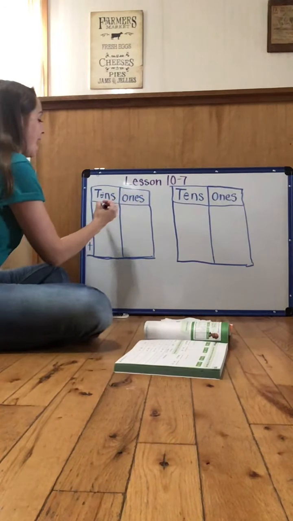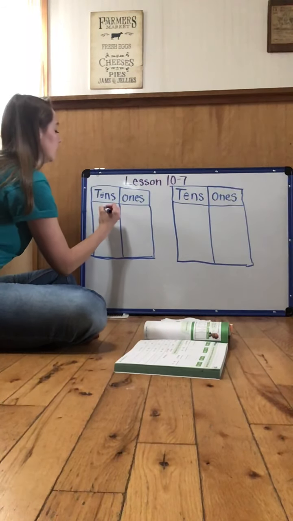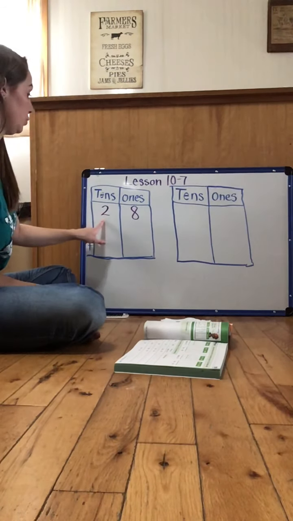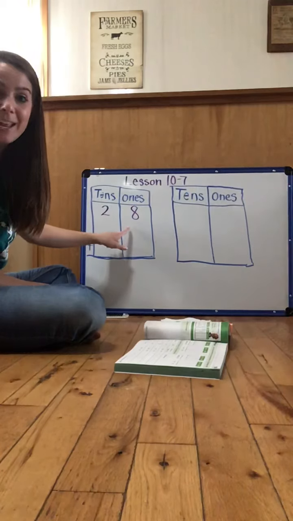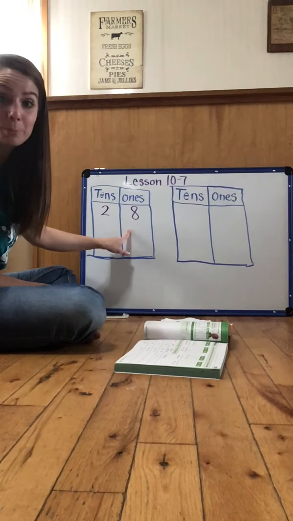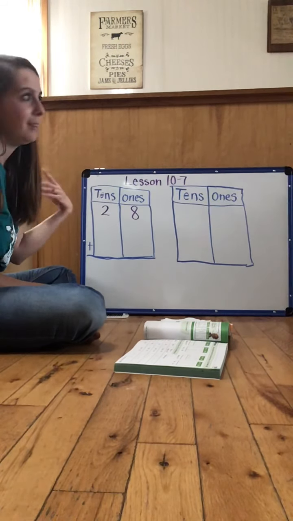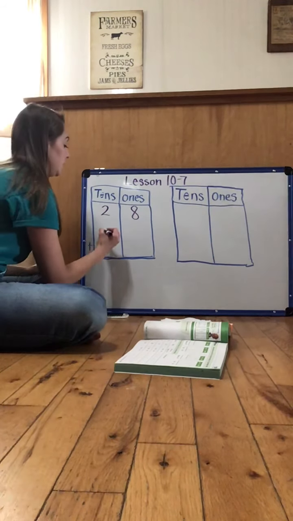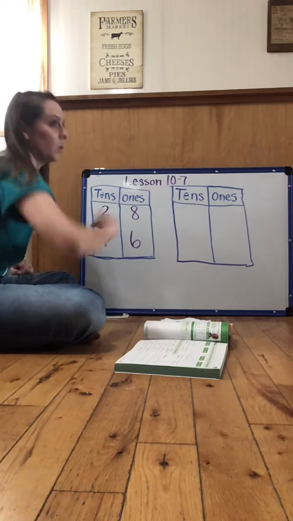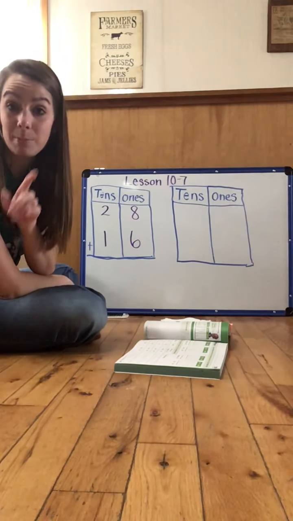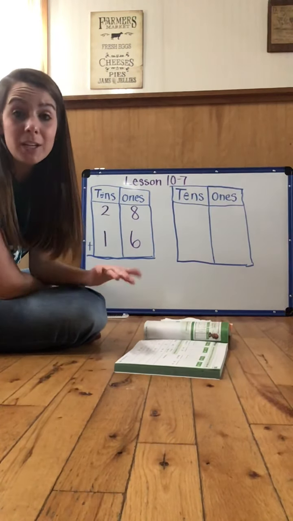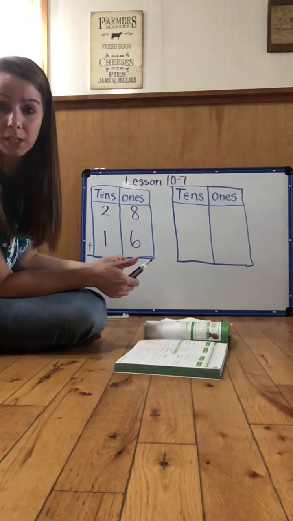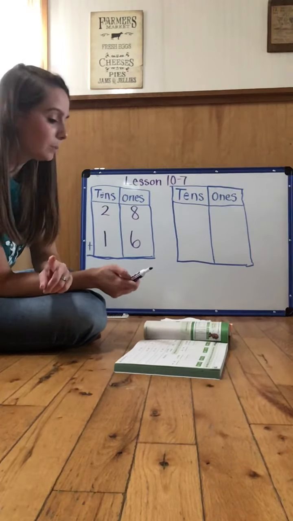Let's say I have 28 chickens. Here's my 2 that's in the tens place. Here's my 8 that's in the ones place. Let's pretend that I have 28 chickens and I want 16 more chickens. That'd be a lot of chickens, but I need to know how many chickens that would be. How big of a place do I need for all of these chickens? So watch what I do.